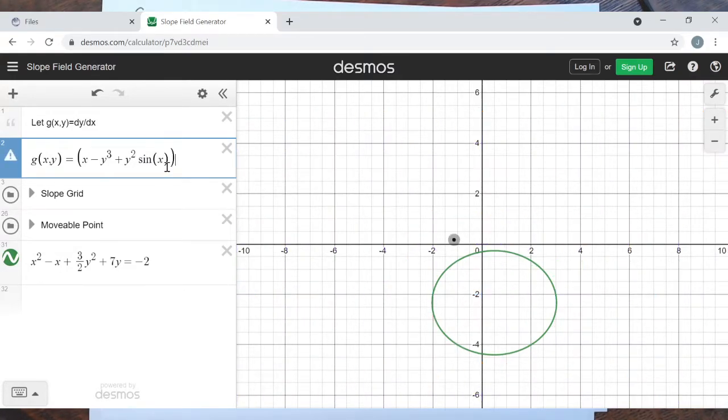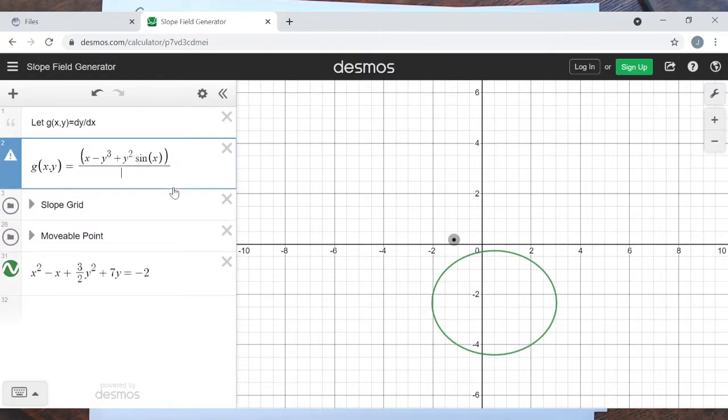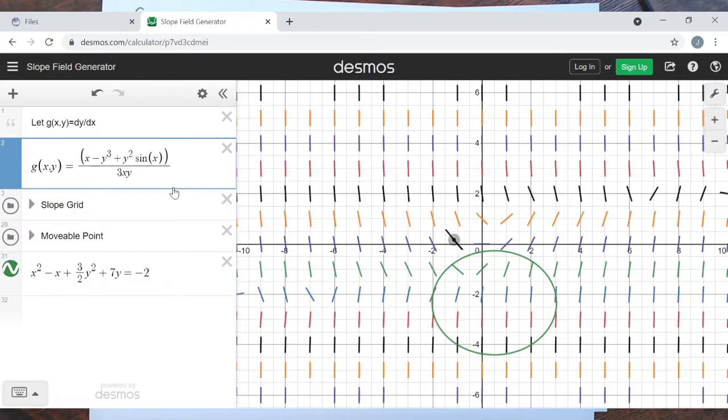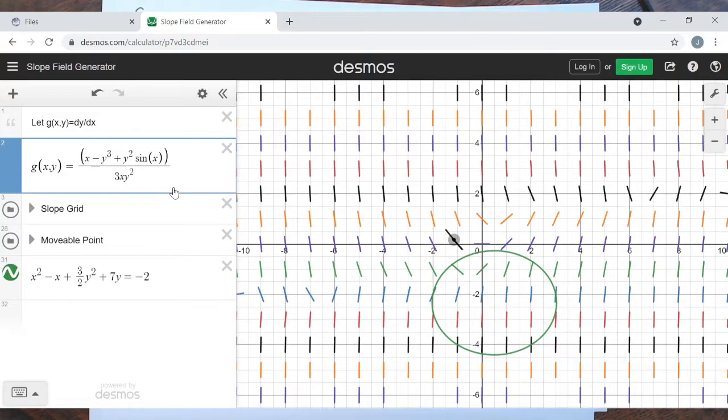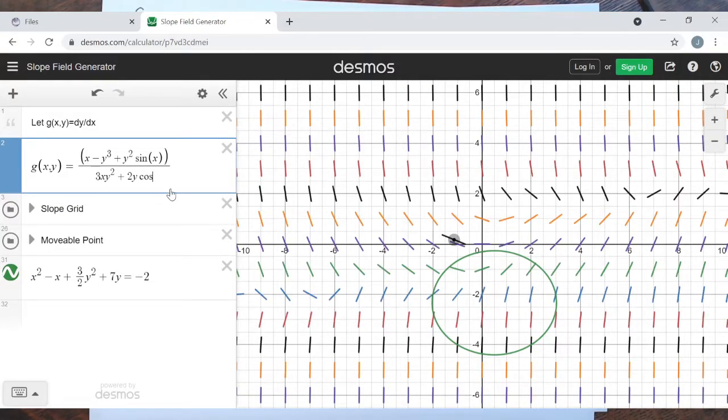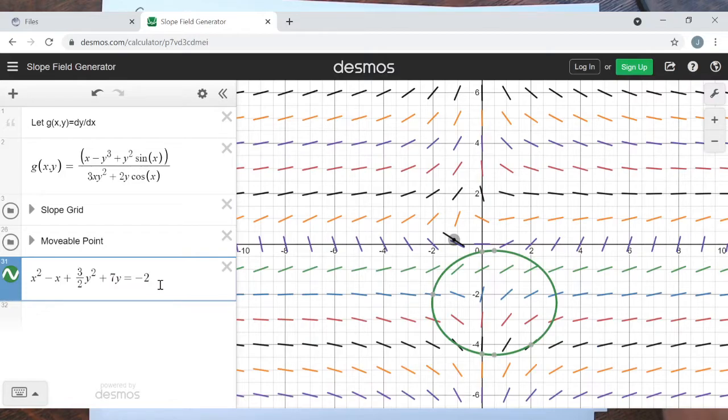Make sure you're in radian mode as well, right? Divided by 3xy squared plus 2y cosine of x. And it might take a little bit, but there you go. All right, so there's a slope field showing up for that.